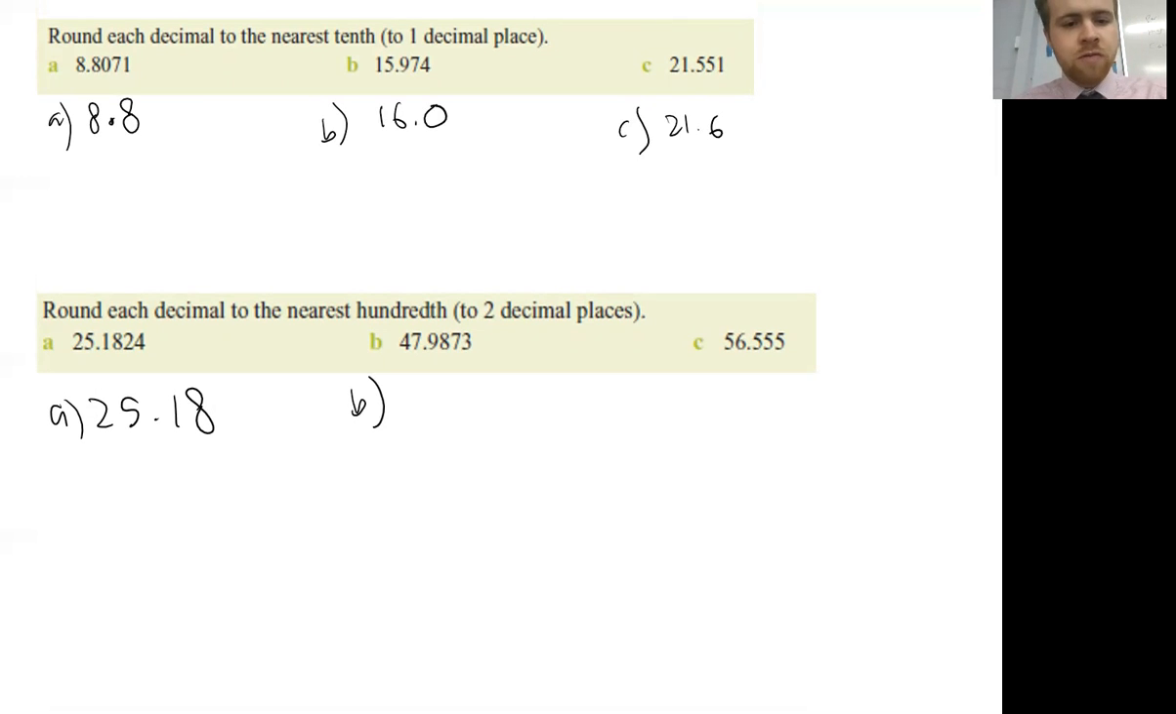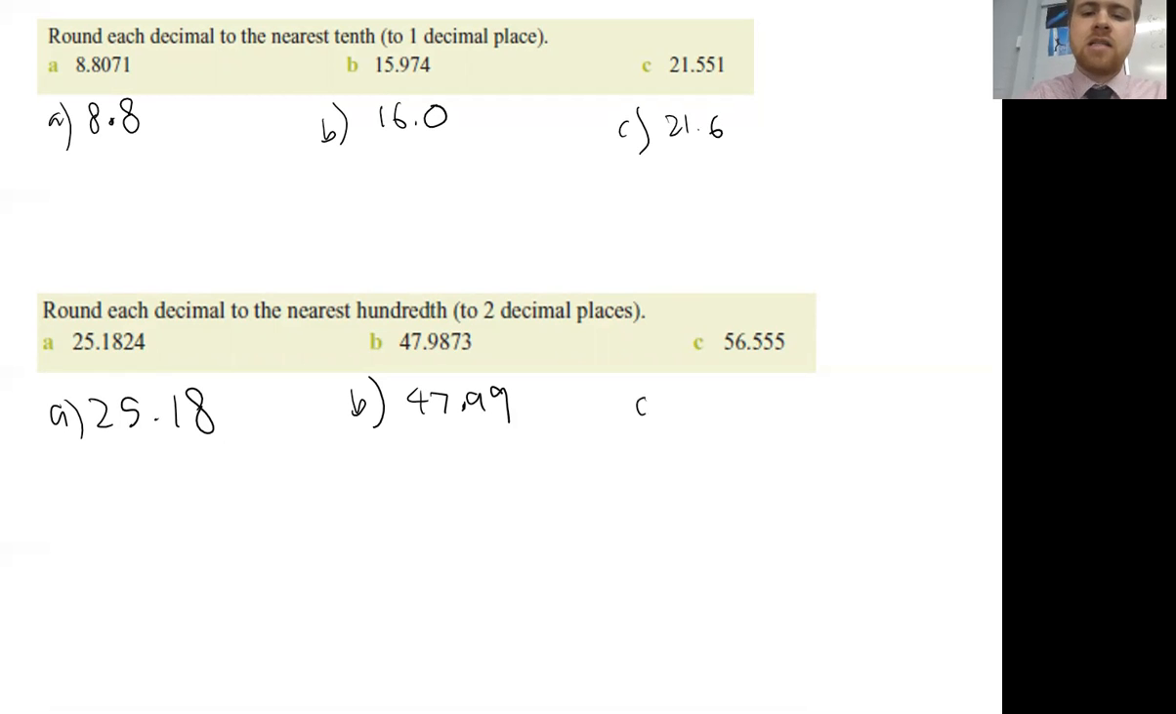Okay, next one, we've got 47.9873. Okay, 8 is the number we're rounding. The number to the right of that is 7, so we're going to round up, which means we're going to increase the 8 to a 9. It becomes 47.99. 2 decimal places are shown.